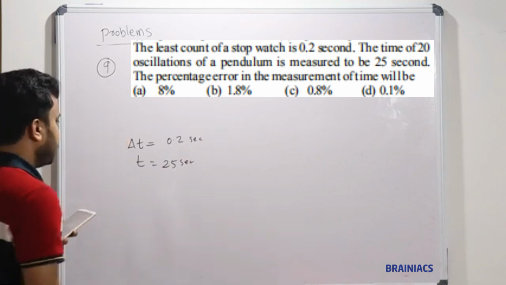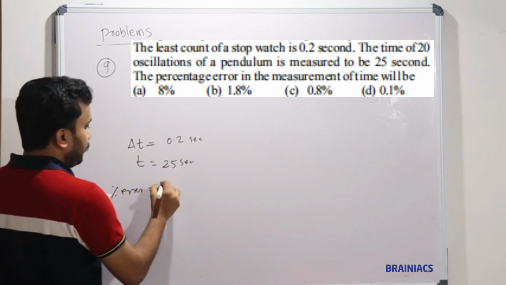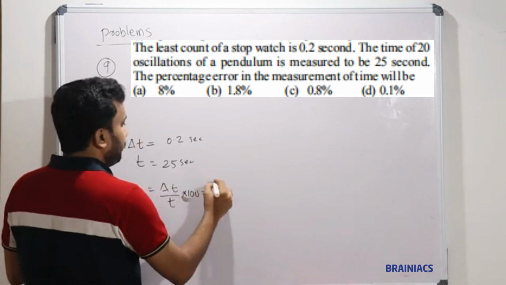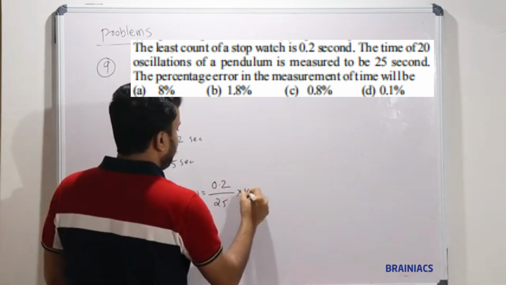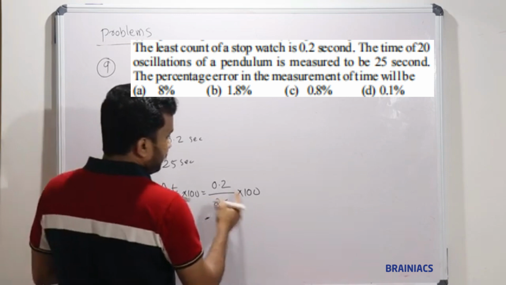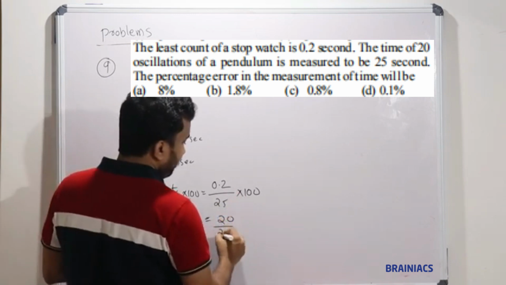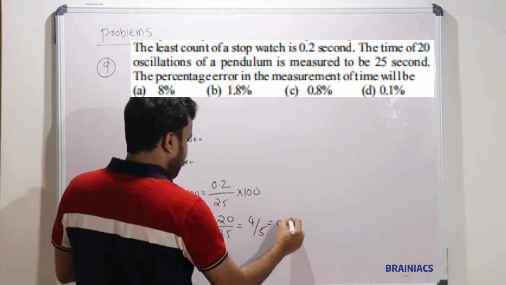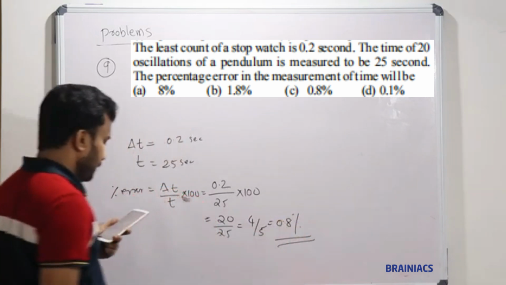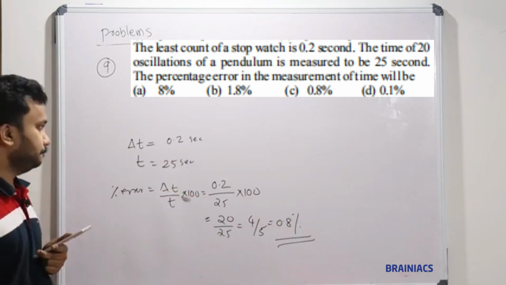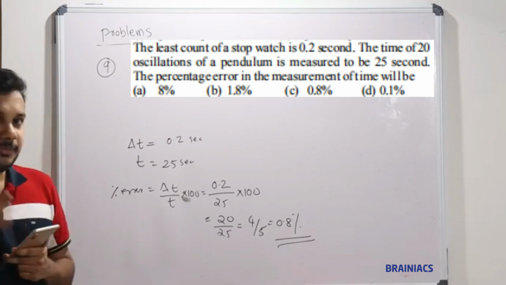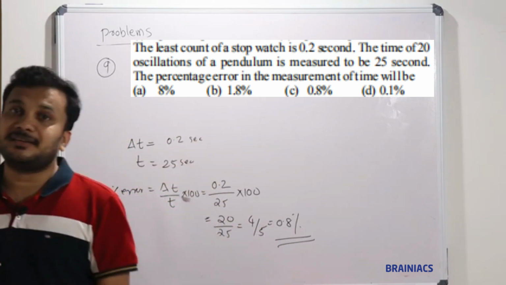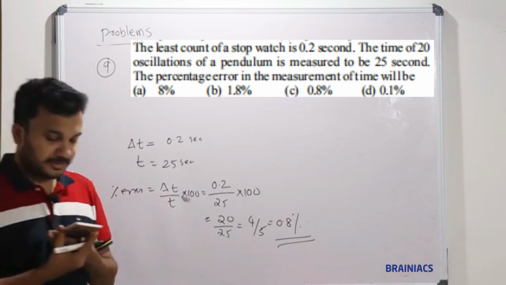How to calculate the percentage error? Percentage error is equal to delta T divided by T into 100, which means 0.2 divided by 25 into 100. So how much will come? 20 divided by 25. This is 4 by 5, which is equal to 0.8 percent. The answer is 0.8 percent. While taking the 20 oscillations, 0.8 percent of error will get introduced. That is the meaning.